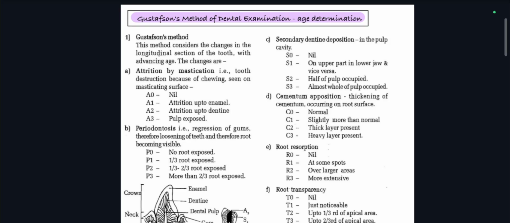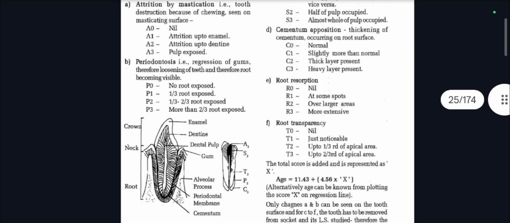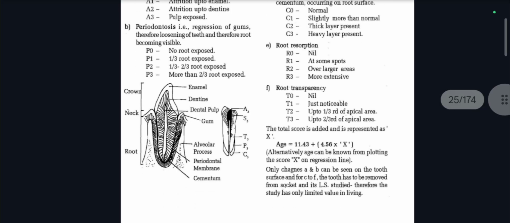Number 3, regarding dentine deposition, just understand the keywords. Number 4, thickening of cementum. Number 5, resorption of root. And number 6, root transparency. So these are the 6 points, and under every point we have got 4 levels from 0 to 3. Remember this. And there is one formula, age is equal to 11.43 plus 4.56 into X. What is X? Total score addition, total addition of all the 6 points. Fine.